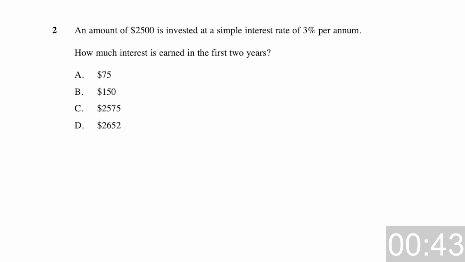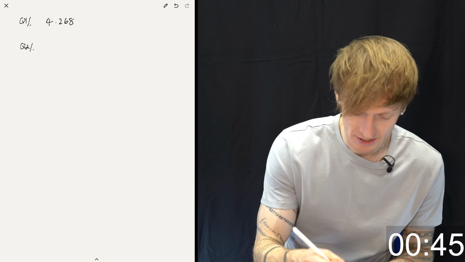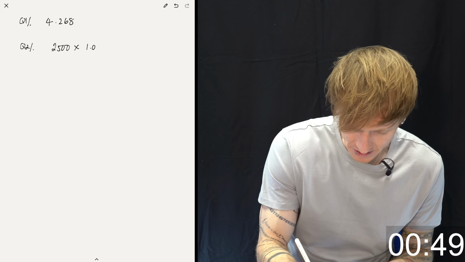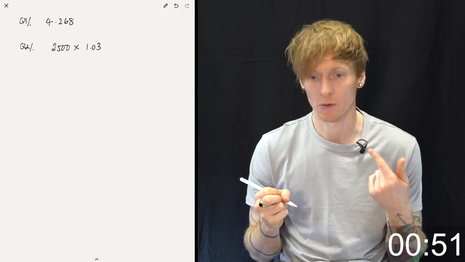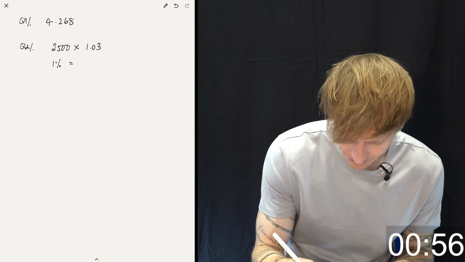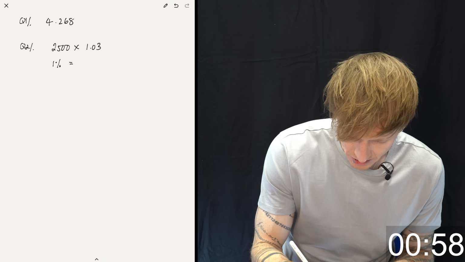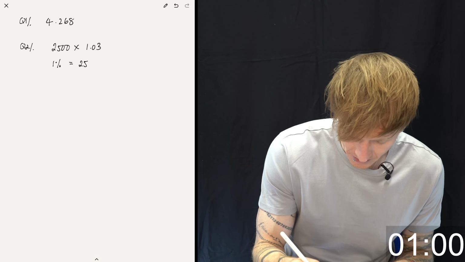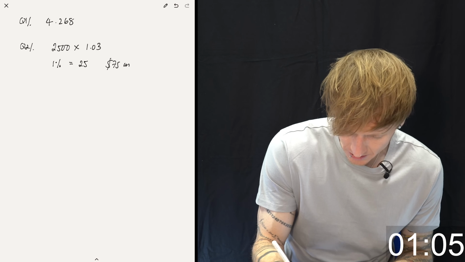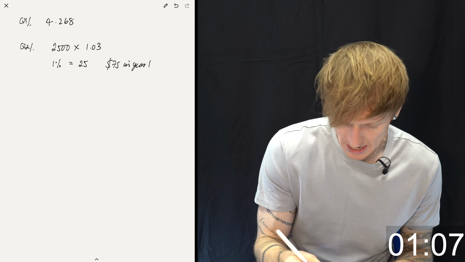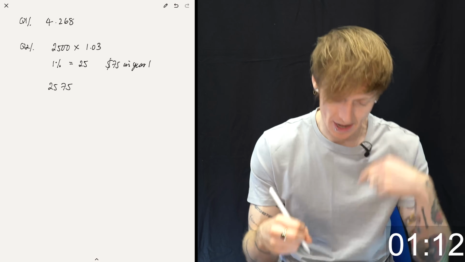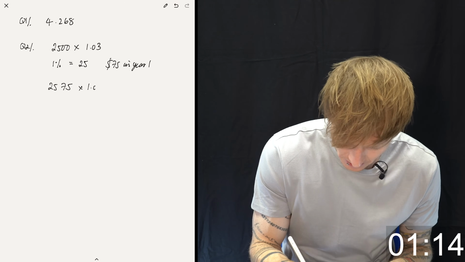Question 2. An amount of $2,500 is invested at a simple interest rate of 3% per year. How much interest is earned in the first 2 years? So after 1 year, you have 2,500 times 1.03. So 1%, let's think about this. 1% equals $25, so 3% is $75. So we get $75 in year 1. And then we have 2,575 after 1 year, and then we have to multiply again by 1.03.